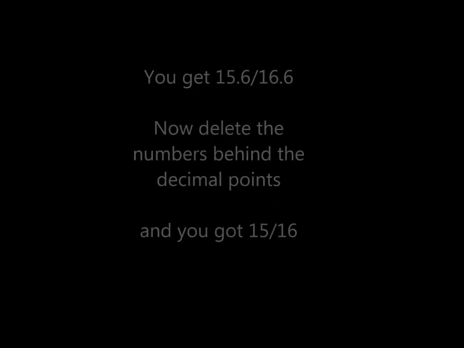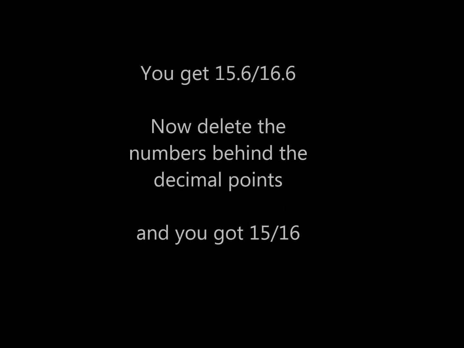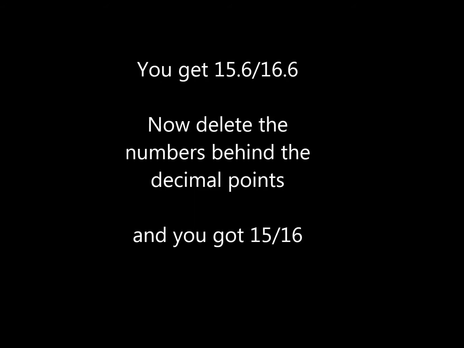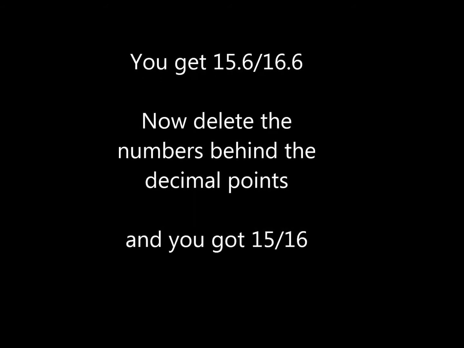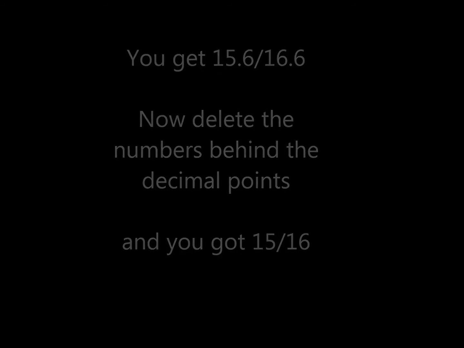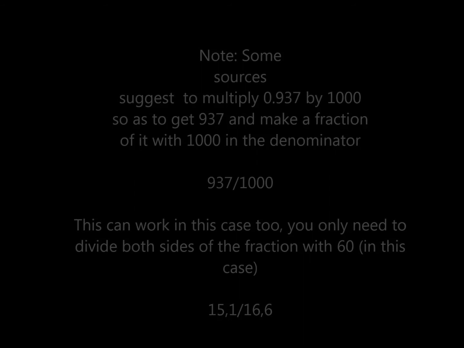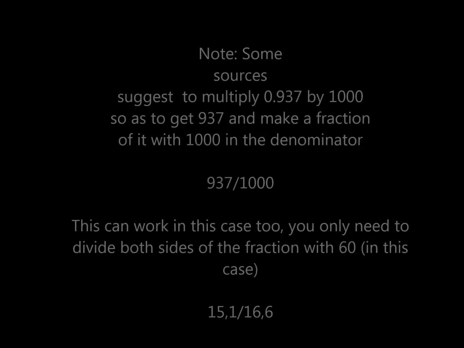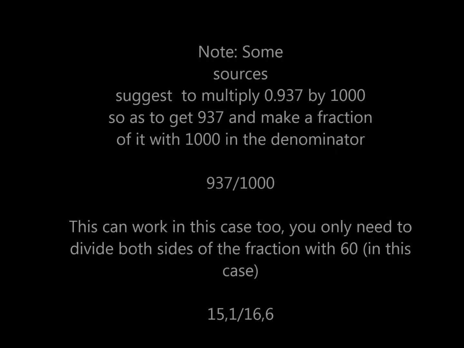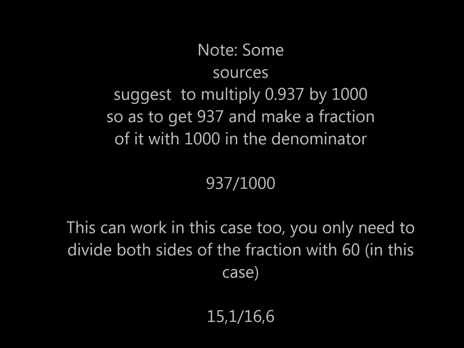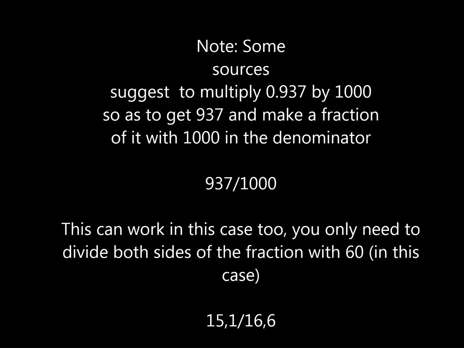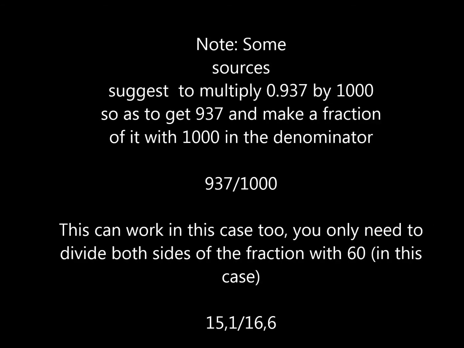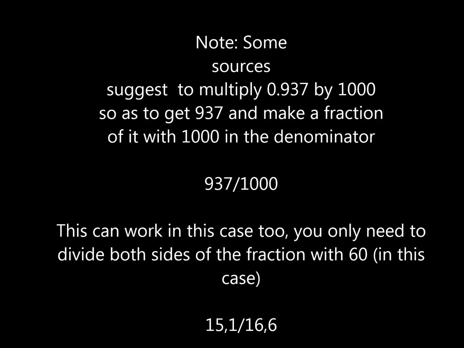As a result, you get 15.6 over 16.6. Now delete the numbers behind the decimal points and you got 15/16. Note, some sources suggest to multiply 0.937 by 1000 so as to get 937 and to make a fraction of it with 1000 in the denominator. This can work in this case too.